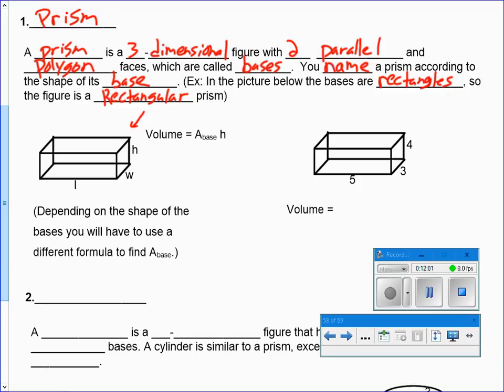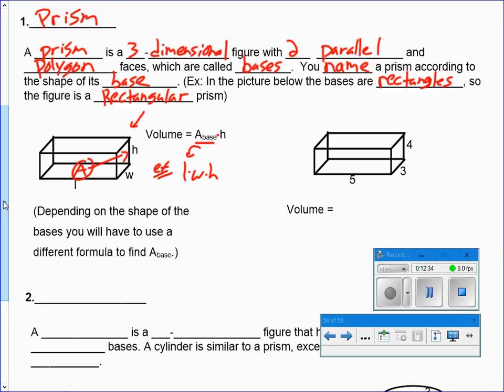To find the volume for a prism, all we do is take the area for the base and multiply it by the height. If it's a rectangle, like this one, it would be length times width times height. If it was a triangle, we'd use 1/2 length times width times height. It's whatever you can do to find the area for the base, and then multiply this area by the height.